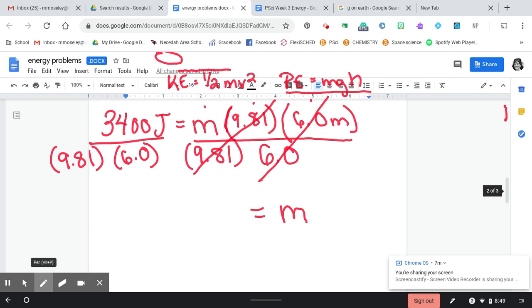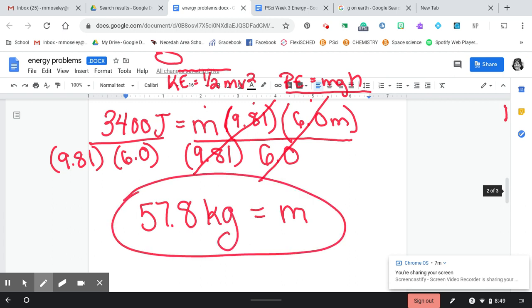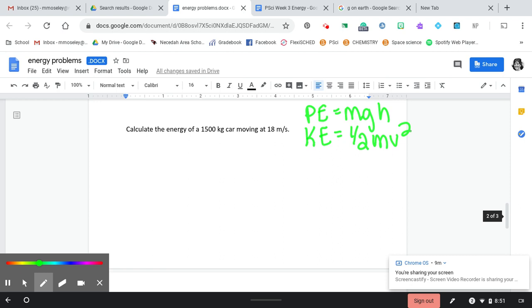And I get that that diver has a mass of 57.8 kilograms. This next problem asks us to calculate the energy of a 1,500 kilogram car that's moving at 18 meters per second. So I'm just going to look at my numbers quick.